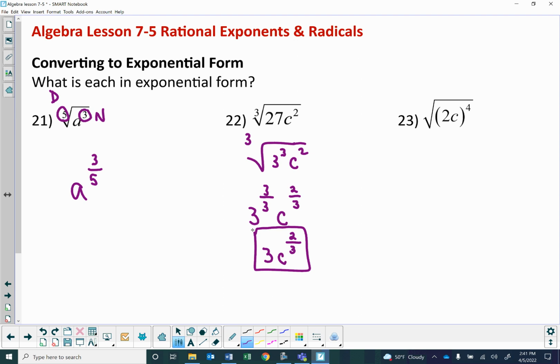Okay. All right, if I have the square root of 2c to the 4th, that's the same thing as saying 2c to the 4/2, because remember, if the index number is not indicated, it's a 2. Okay, so 4/2 is the same thing as saying 2. So this becomes 2c quantity squared. If I distribute that 2, that becomes 2 squared c squared, which is just 4c squared.